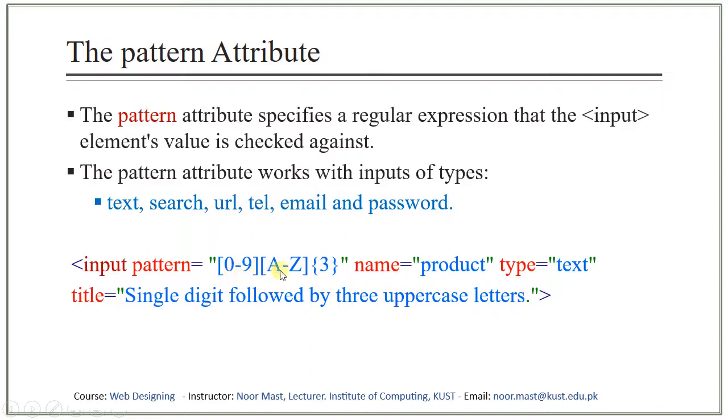The name of this control is product, while its type is text. So the pattern attribute defines that the product name must be 4 characters. The first character must be a digit followed by 3 uppercase letters.